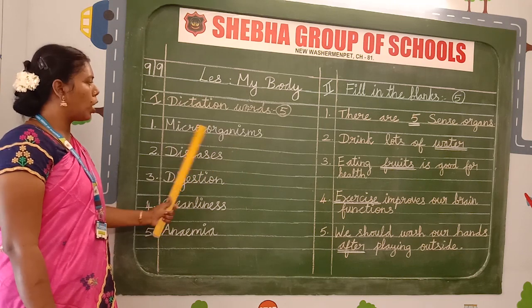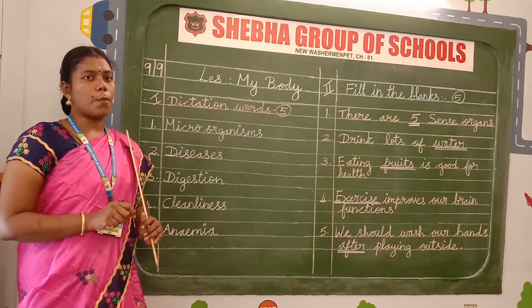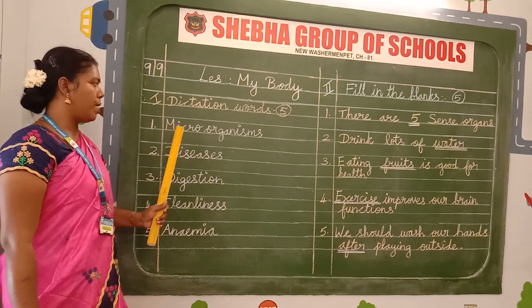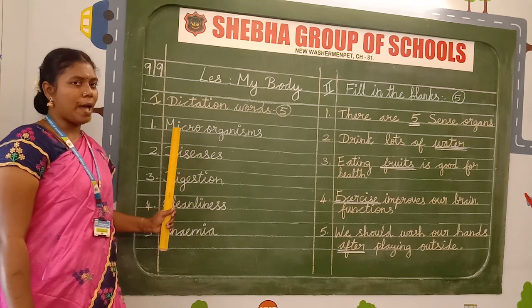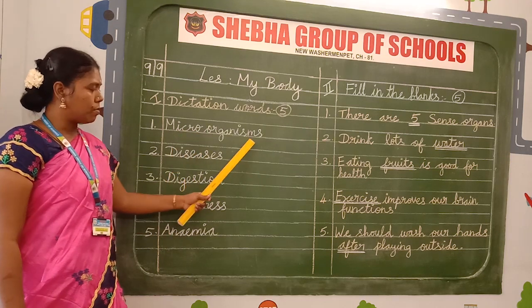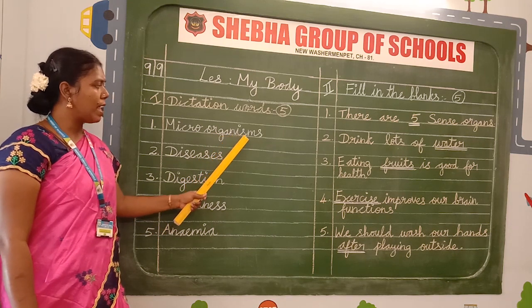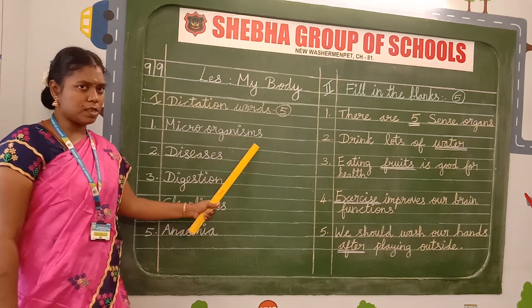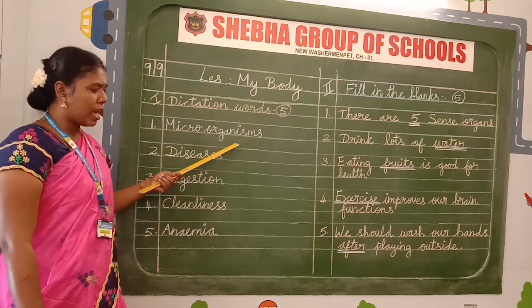Microorganisms. Microorganisms means nun uir. We can only see them with a microscope, we cannot see them with our bare eyes. That means nun uir. Micro, MICRO. Microorganisms, ORGANISMS. Organisms, microorganisms. Then after finishing 1 you can leave the line.